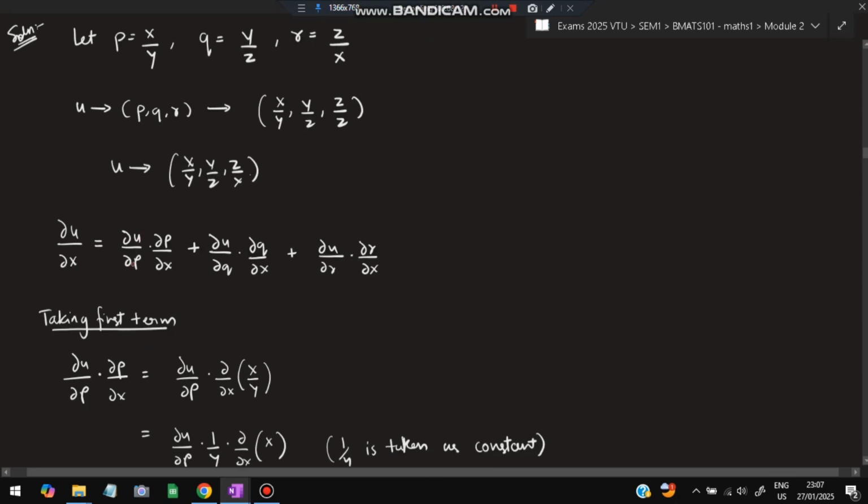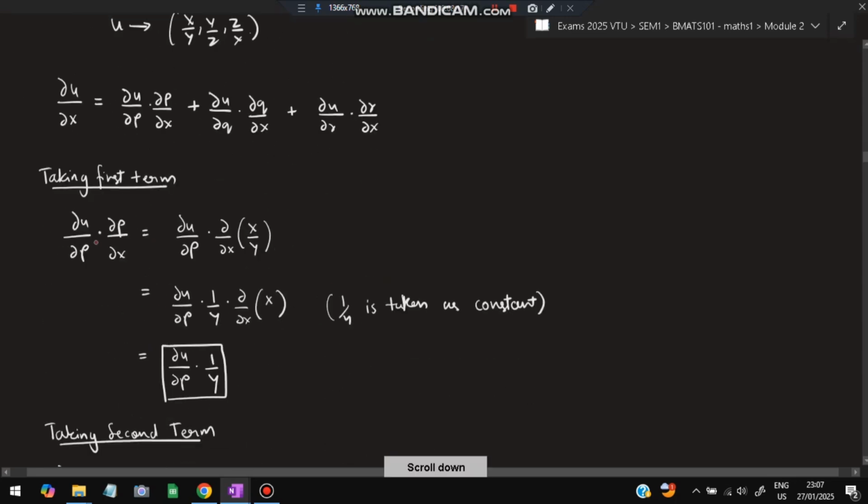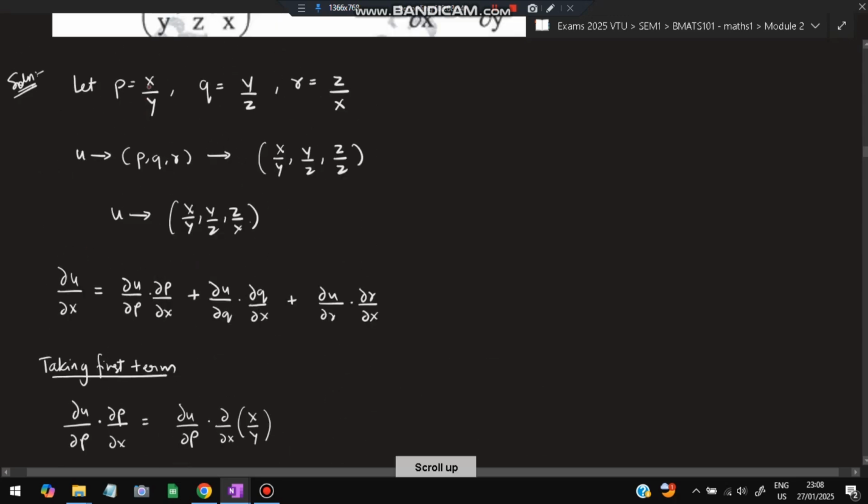Now du by dp, this is the first term. Let's solve each one by one. So this is the first term here, du by dp into dp by dx. du by dp will remain as such, and differentiation of p with respect to x, how will we do that? What is p? The p value is x by y, right? That's what we have taken.